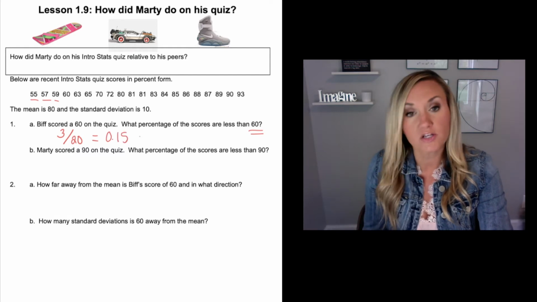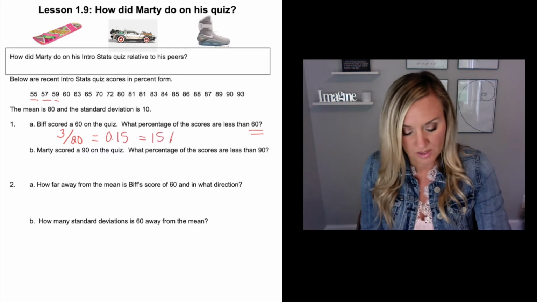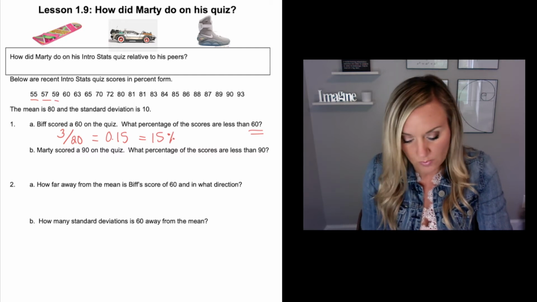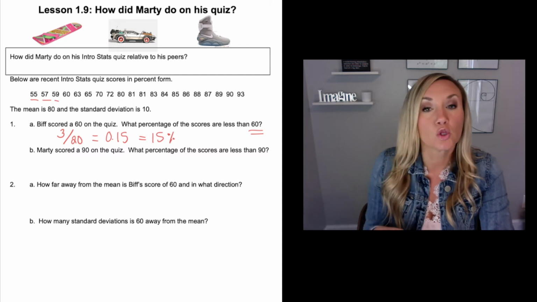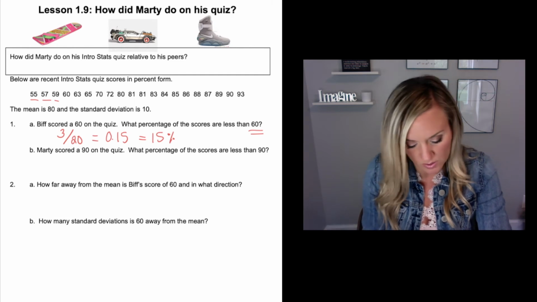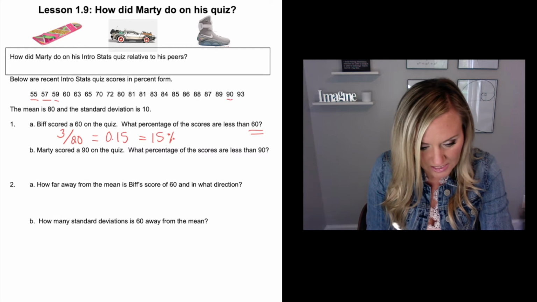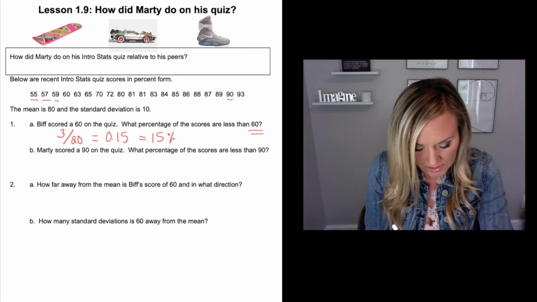Okay, so Marty scored a 90 on his quiz. What percentage of the scores were less than 90? Here's our 90. We do not include 90 because it says less than, so it looks like it is 18 out of 20. And 18 out of 20 is 0.90, which is 90%.